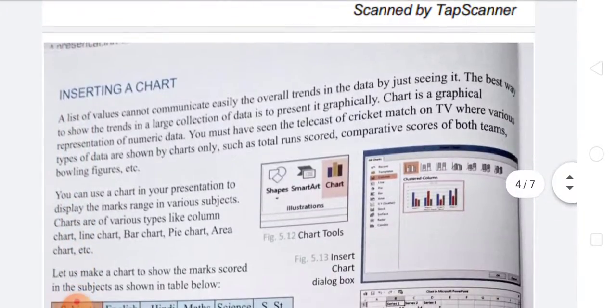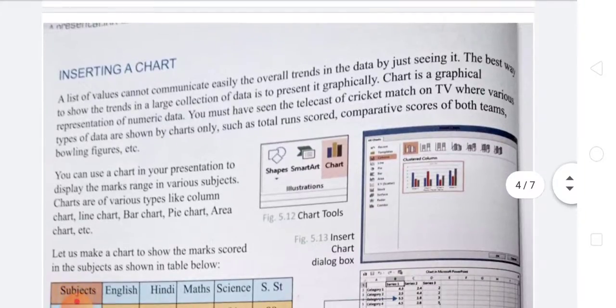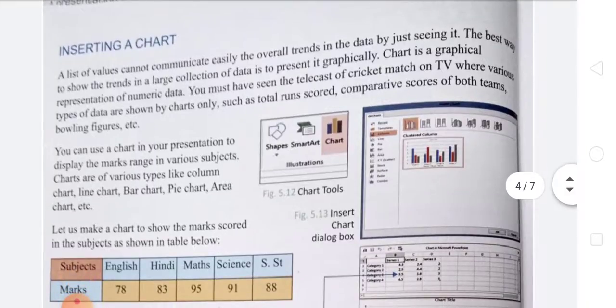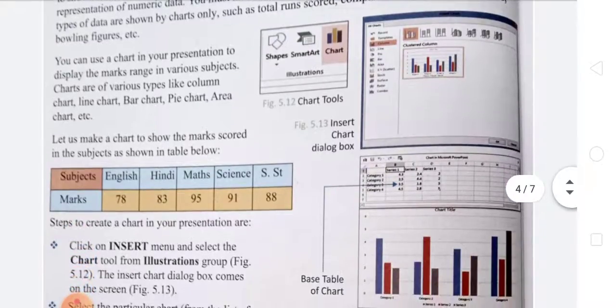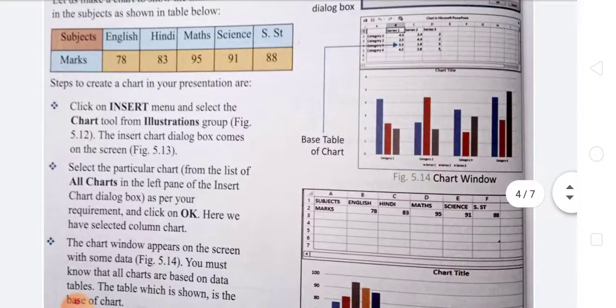Then, inserting a chart. A list of numbers cannot communicate easily the overall trends in the data by just seeing it. The best way to show the trends in a large collection of data is to present it graphically. A chart is a graphical representation of numeric data. You may see this one is an example of a chart. And how to create this?